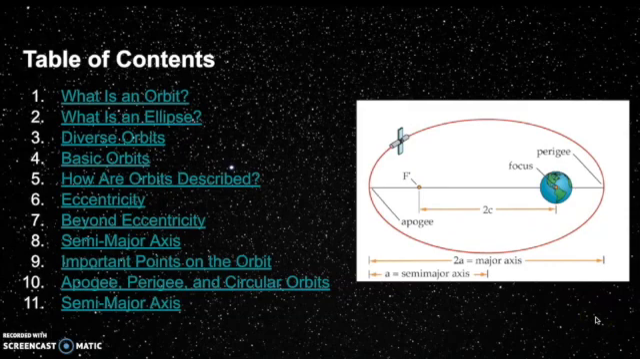So first of all, here's a table of contents. All of these slides are linked. There is a fair amount of stuff inside of here. Basically, the big concept that we were looking at is what is an orbit, what shape is an orbit, how do we label the parts of an orbit, and then more importantly, how do we calculate orbits? So that's where we are headed.